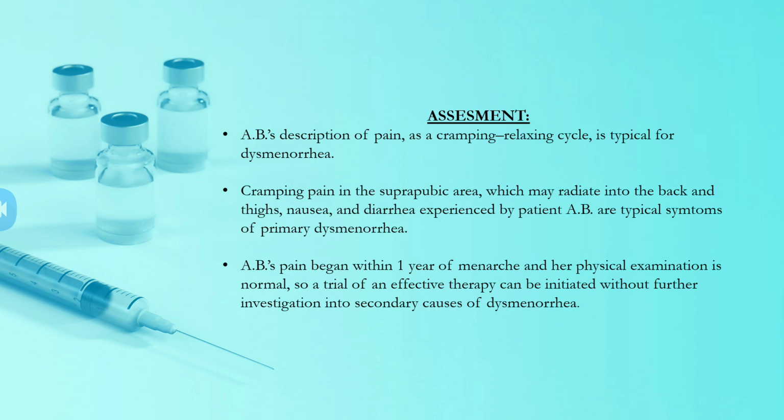So AB pains begin within the 1 year of menarche, and her physical examination is also normal. So we can begin the effective therapy trial without the further investigation into the secondary causes of dysmenorrhea. AB symptoms that are typical of dysmenorrhea, and some women also experiences flushing, loss of appetite, irritability, nervousness, and insomnia.